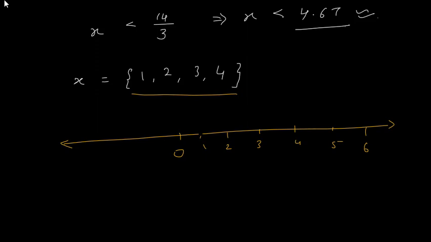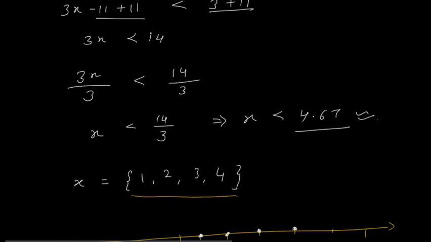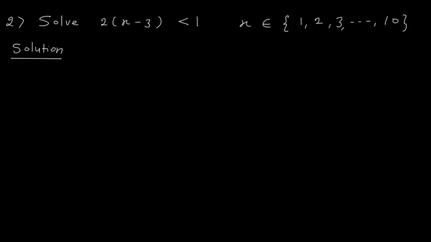Okay, are you able to see, or shall I use some other ink? 1, 2, 3 and 4. Okay, so this is the solution and this is the representation on the number line. So you understood how to solve and how to represent it on the number line. Now let us move to the second problem. Question number 2: solve 2 times (x minus 3) less than 1, where x belongs to 1, 2, 3 up to 10.